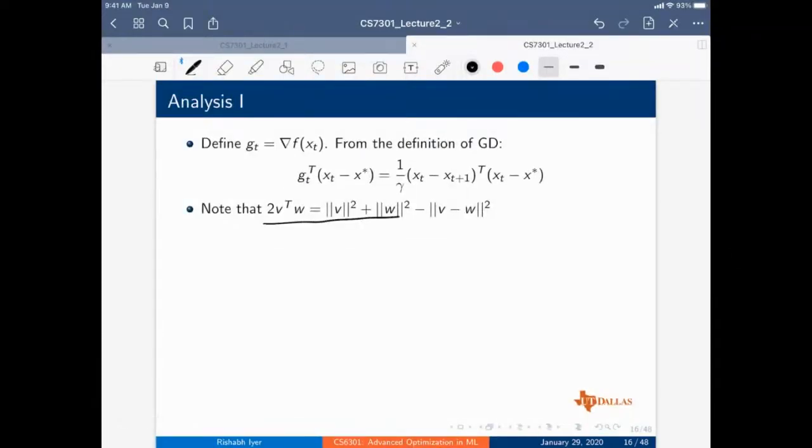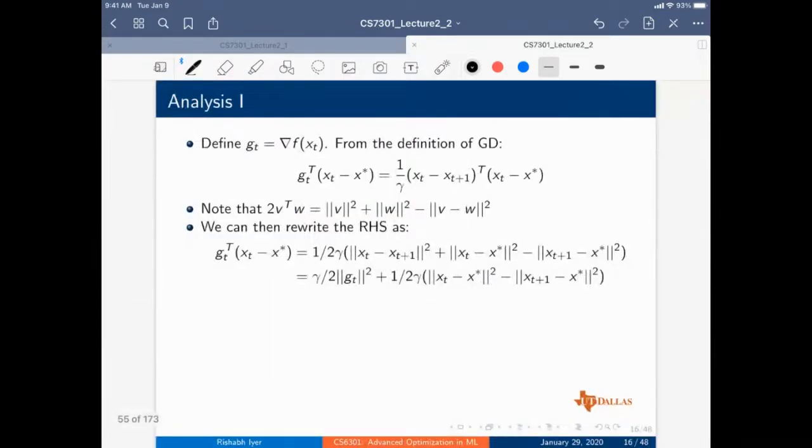Now we use the fact that 2 times v transpose w is equal to norm v squared plus norm w squared minus norm of (v minus w) the whole squared. We'll use this fact in expanding this term. So we expand the right-hand side by taking half times gamma, multiplied by norm of (x_t minus x_{t+1}) squared plus norm of (x_t minus x star) squared minus norm of (x_{t+1} minus x star) squared.